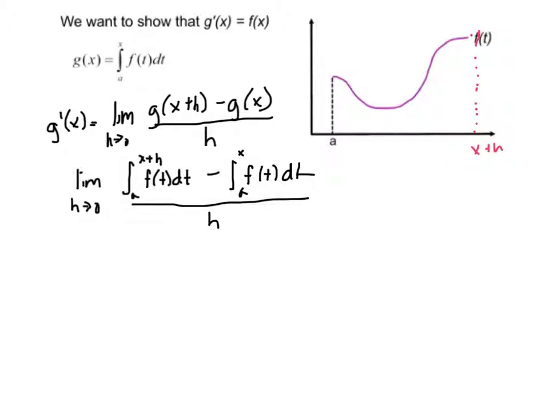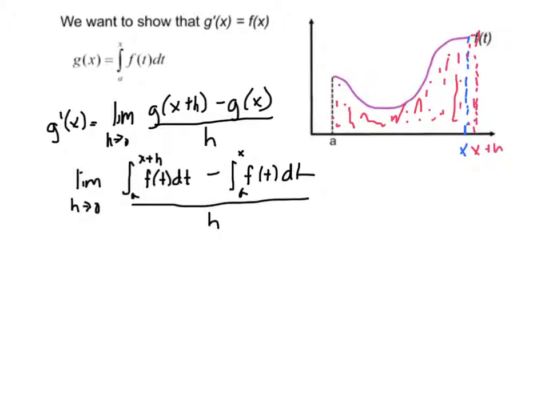I'm going to call this spot right here x. Okay. Well, if I found the area from a to x plus h, I'd start over here and I'd have all of this area. Okay, I'm going to try and have all of this area right in here.